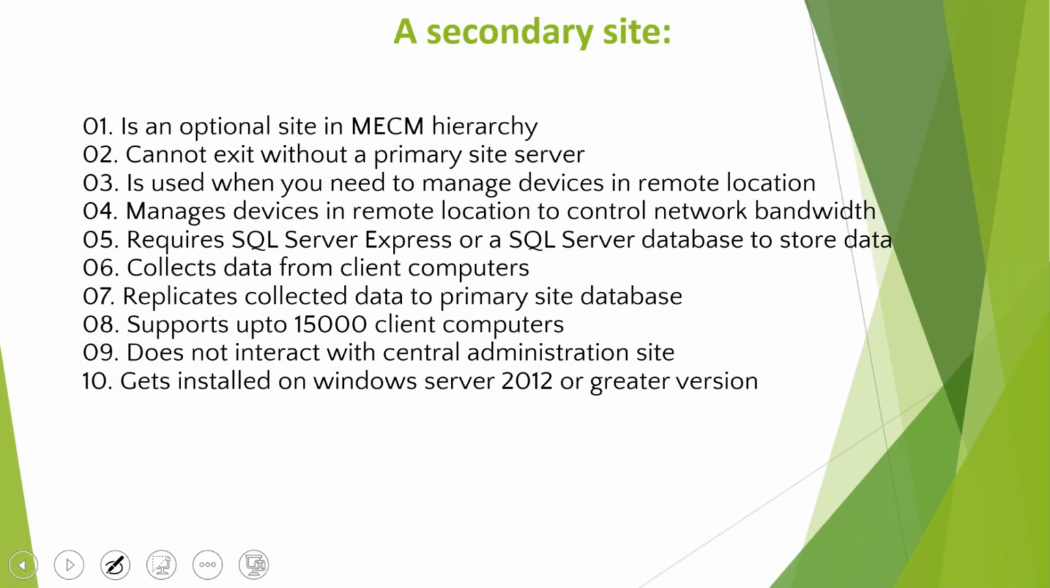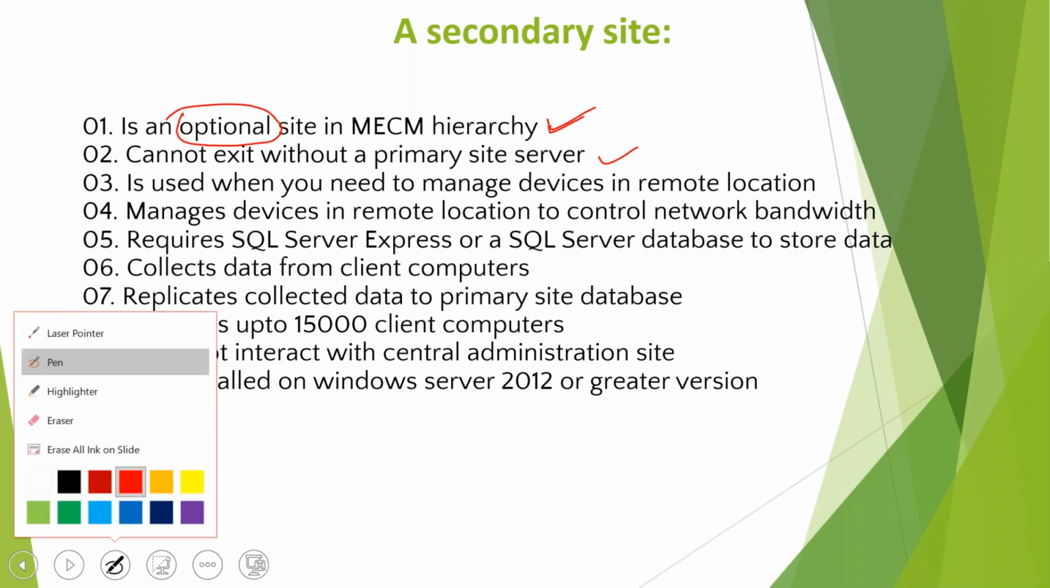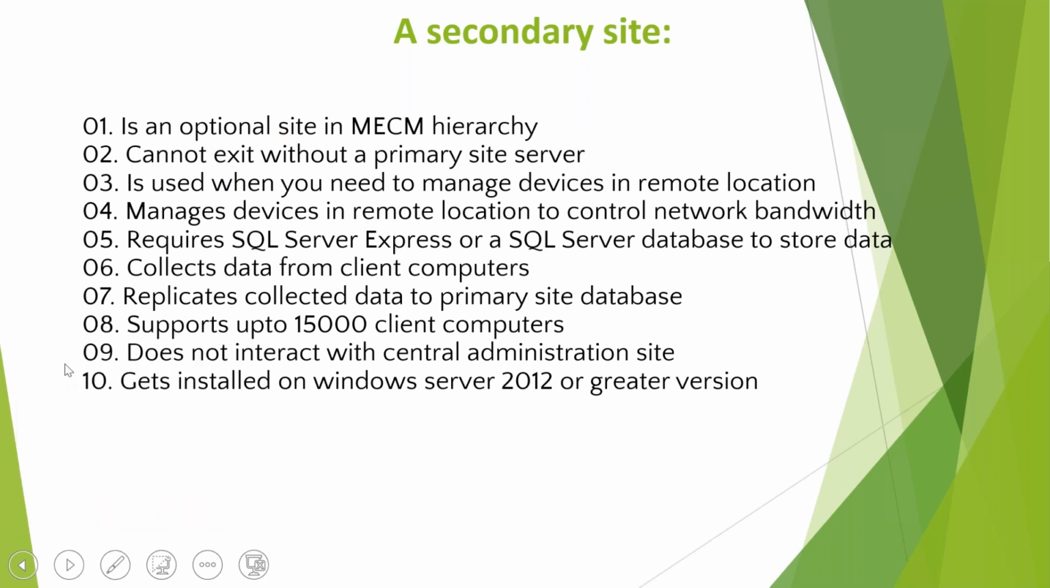Now secondary, this is the last site in SCCM. Secondary is for branch offices. It is an optional site. If you don't have a branch office, then you don't install it. Some customers will say that our WAN is fine, so there is no need to create one more secondary site. Can we manage it from the primary site or not? Yes, if the network is good, then we don't need secondary.